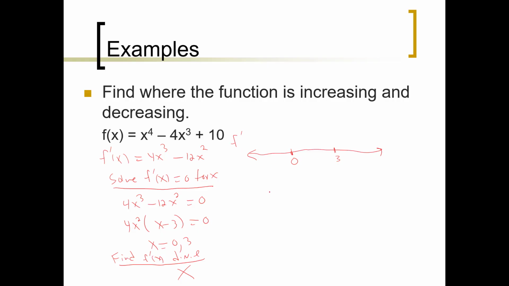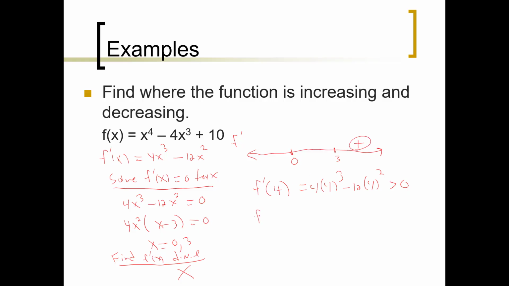Now for every one of these subintervals, just take some value in that subinterval and evaluate the first derivative. We honestly don't care what the answer is. So if you plug 4 in, notice that you would get 4 times 4 cubed minus 12 times 4 squared, and that result is certainly positive. Just add it up. So I'll put a positive here.